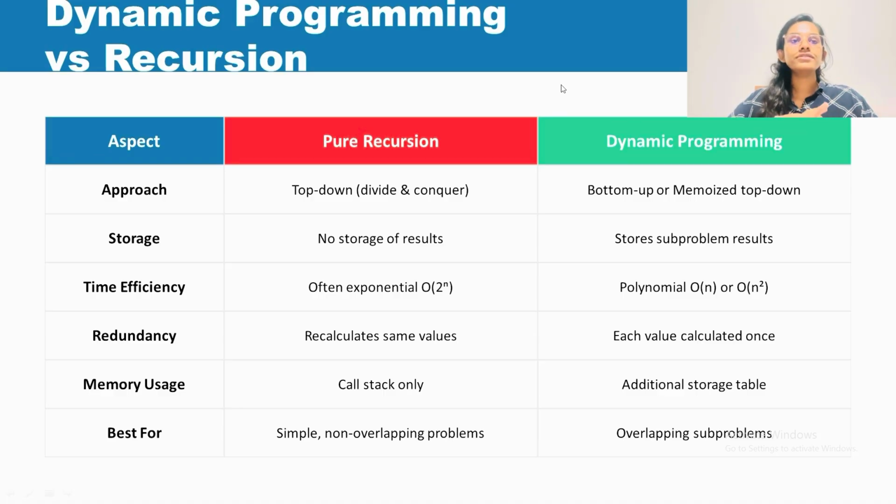Pure recursion often results in exponential time complexity, while dynamic programming achieves polynomial time. There is a trade-off. Dynamic programming requires additional space for storage, but we are trading a modest amount of space for an exponential improvement in time. Memory is cheap, but time is our scarcest resource. So, while pure recursion is elegant, dynamic programming is what we turn to for practical, efficient solutions.